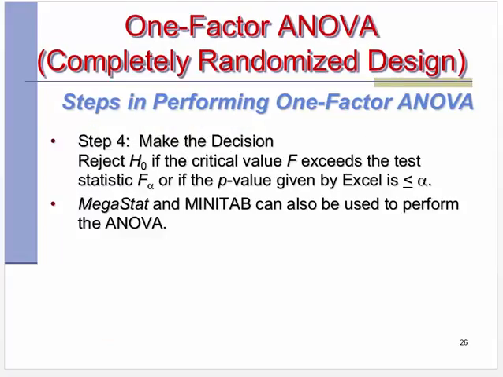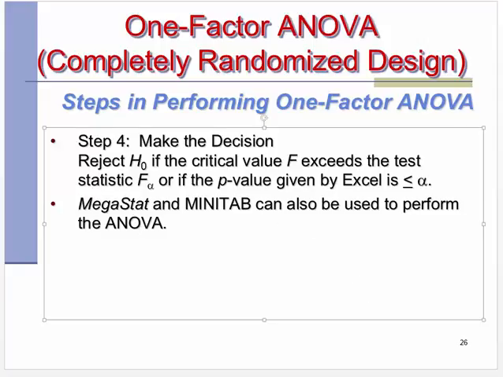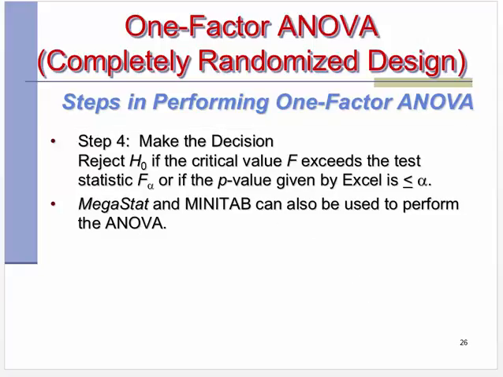So step 4 is make the decision. Reject the null if the test statistic exceeds the critical value, or if the p-value is less than alpha, as we have seen. Megastat and Minitab can also be used to perform ANOVA, just the same.